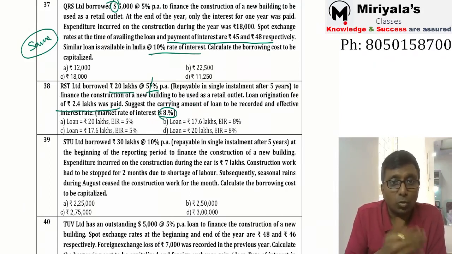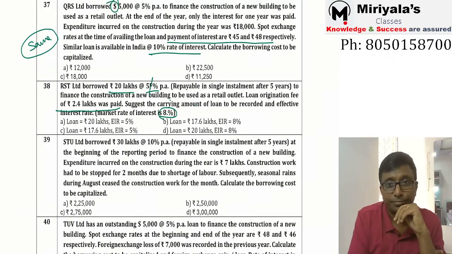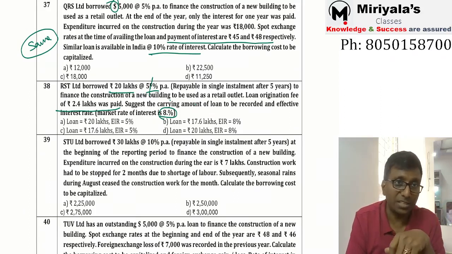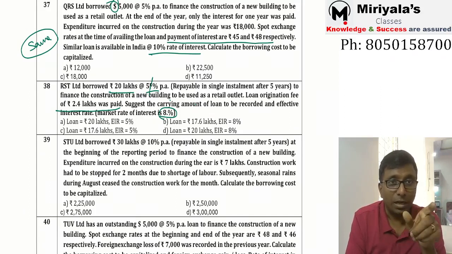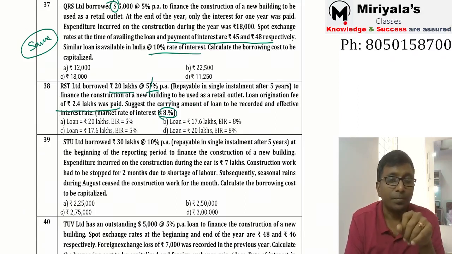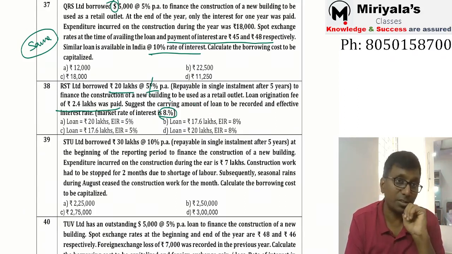Yeah. So now what are we supposed to do? What is the loan amount you have? 20 minus 2.4 is nothing but 17.6. Correct. Next, suggest the carrying amount of the loan: 17.6. That means that option is the right answer. Suggest the carrying amount of the loan to be recorded and the effective rate of interest.